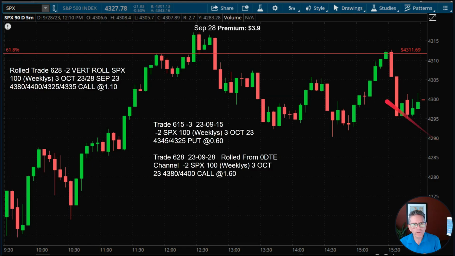So now we have $3.90 collected already. So these are trades that have been threatened. Okay, and you can see here sometimes the market moves up, moves sideways, and that's when you're able to adjust those trades to make them profitable.